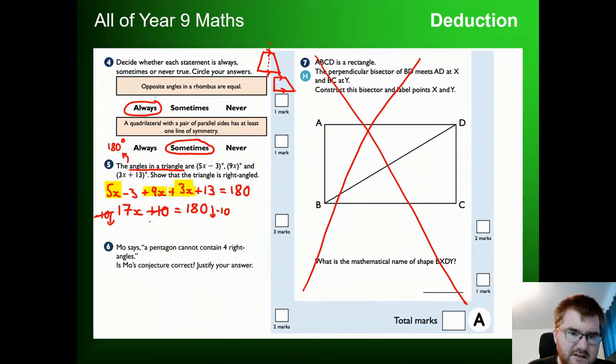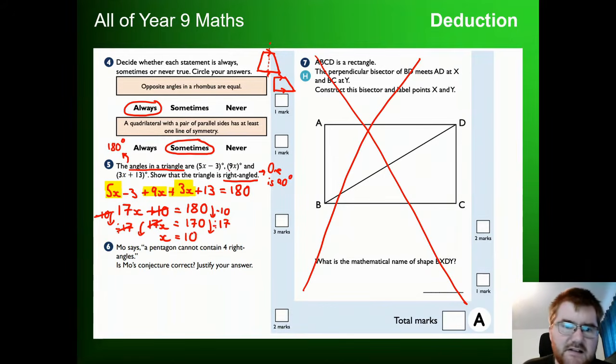So this cancels. This gives us 17x. 180 minus 10 is 170. And then here, what's the opposite of timesing by 17? Well, dividing by 17 on both sides. This cancels, this goes. So x equals 170 divided by 17, and that's equal to 10. Now we're not finished at this point because we need to show the triangle is right angled, i.e. one angle, it only has to be one, is equal to 90 degrees. Well, there's an obvious candidate to try here, this 9x.